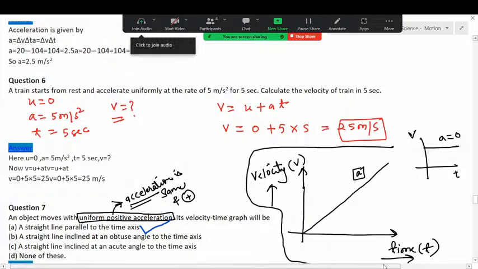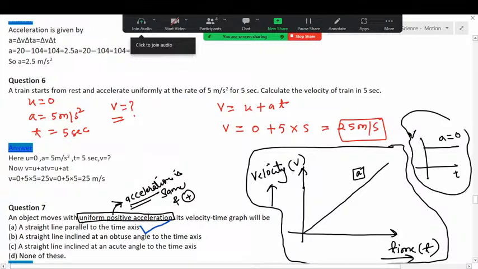Which option is going to be the correct option? A straight line parallel to the time axis? It's not so. It is the graph for zero acceleration. The first one is not true. A straight line inclined at an obtuse angle to the time axis. Is it an obtuse angle or an acute angle? What do you say?